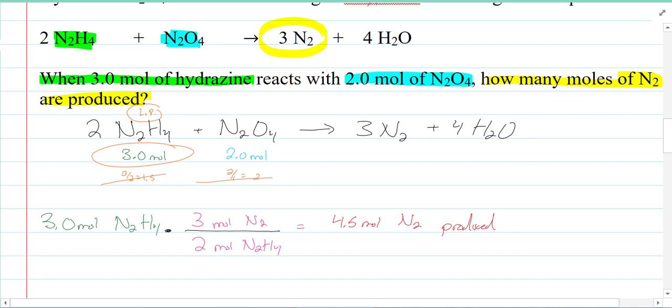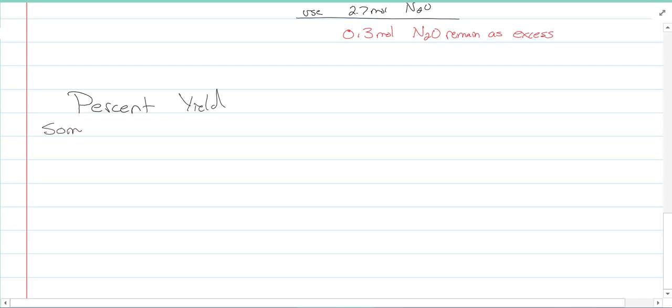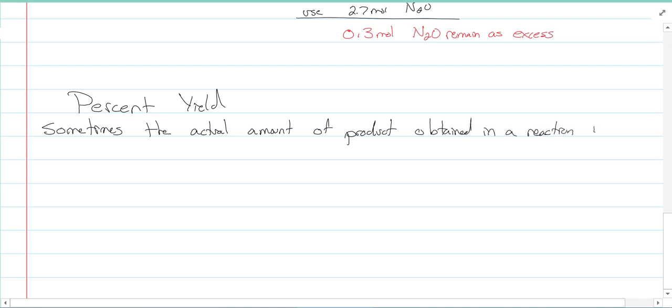Wonderful. Next topic will be percent yield. Now we know this. Sometimes the actual amount of product obtained in a reaction is less than expected.